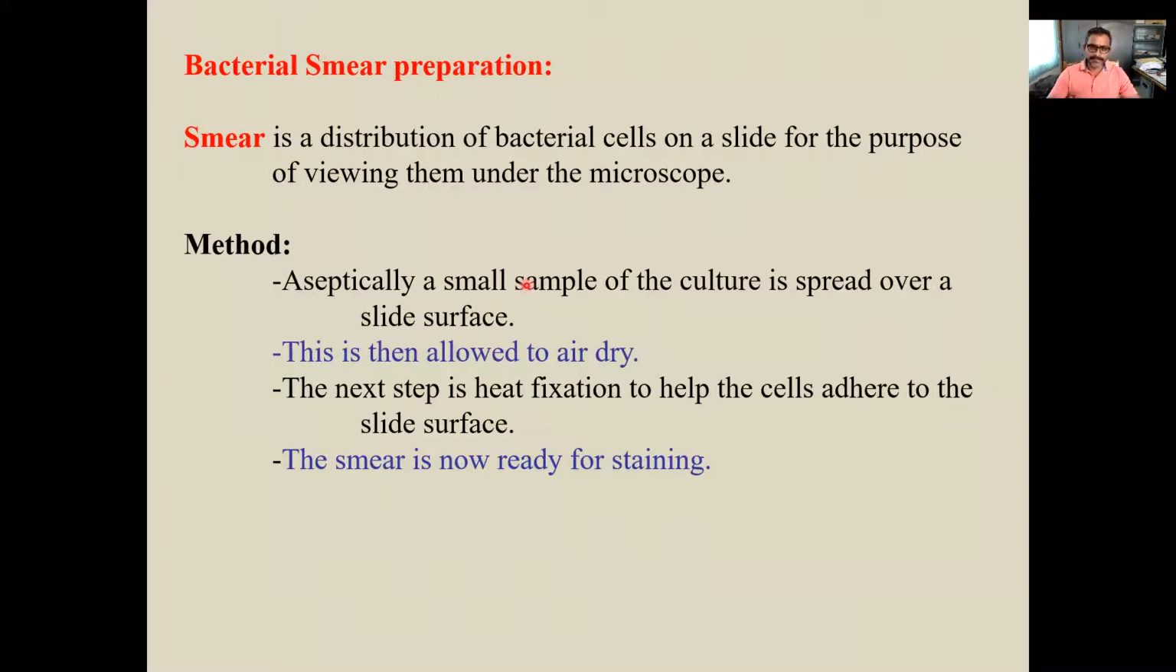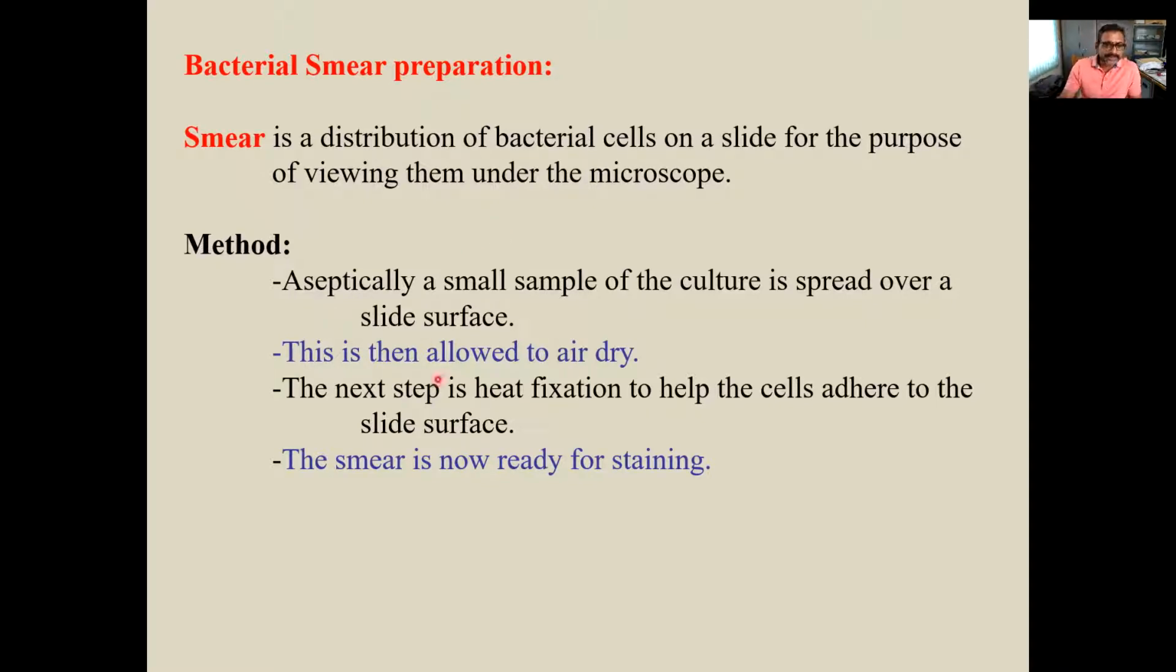In staining, before doing any stain, we need to mount the bacterial cultures on the slide. Mounting or placing the bacterial cells on the slide is called bacterial smear preparation. First we will discuss how to prepare the bacterial smear on the slide. A smear is a distribution of bacterial cells on a slide for the purpose of viewing them, or coloring them, with the objective of viewing them under the microscope.